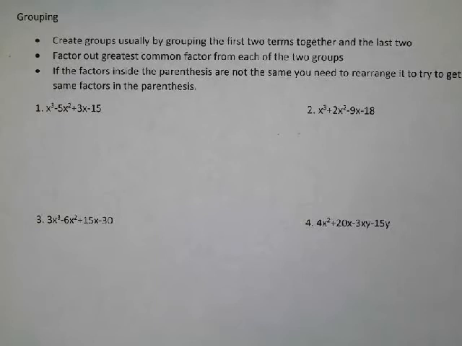So usually you create groups by grouping the first two terms together and the last two. And then again factor out the biggest common one. And if the inside factors of the parentheses are not the same, you need to rearrange it and try it again, but we aren't going to do any of those in this class. So number one here, again, we factor by grouping.